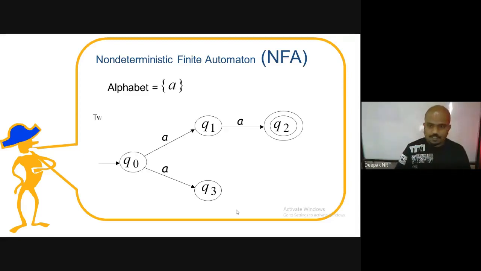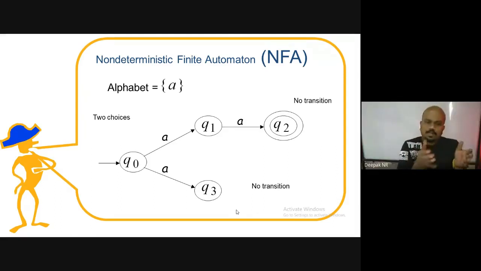Now the question goes like this. Sir, I'm in a state called Q naught. I get a symbol called A. What do I have to do? I do have two choices: either I can go for Q1 or I can go for Q3. And if you observe properly, in states Q2 and Q3 there is no transition in it. As the deterministic finite automata says, for each and every state all symbols must be used. In states Q3 and Q2, the symbols are not being used. So this diagram is called an NFA.